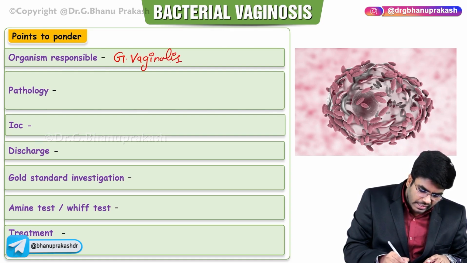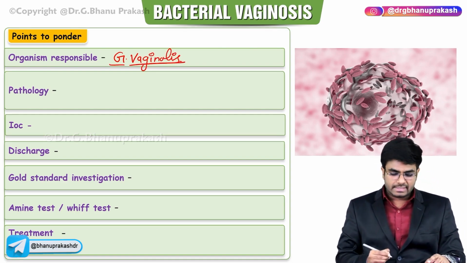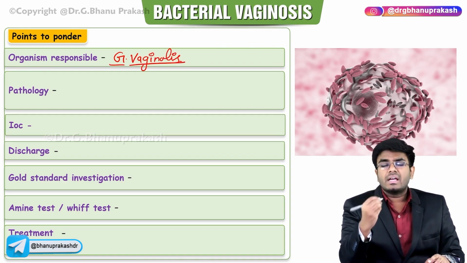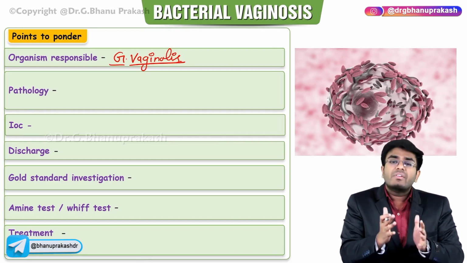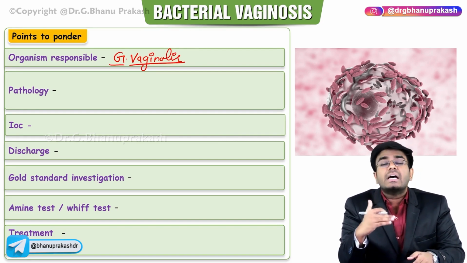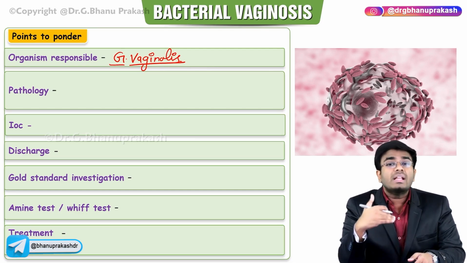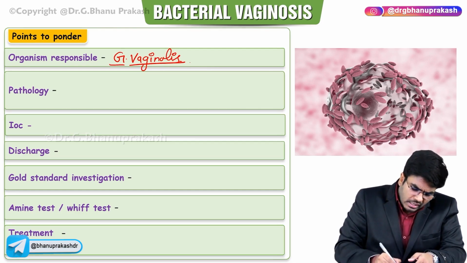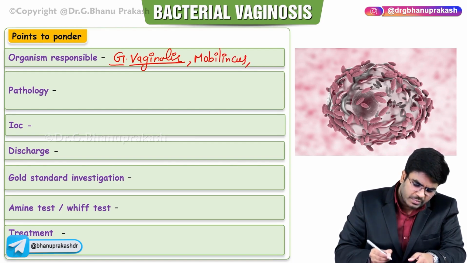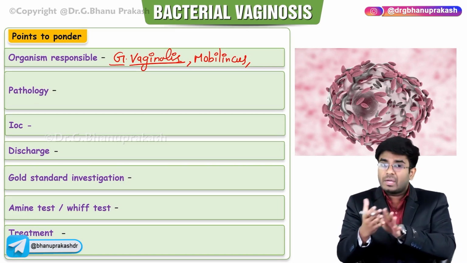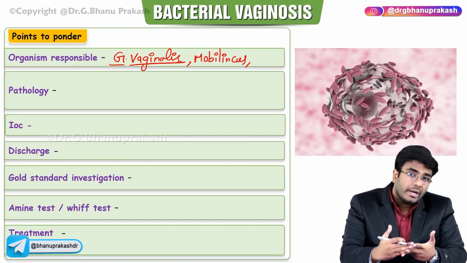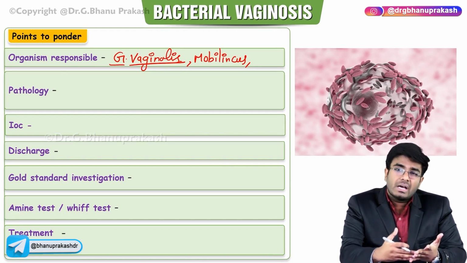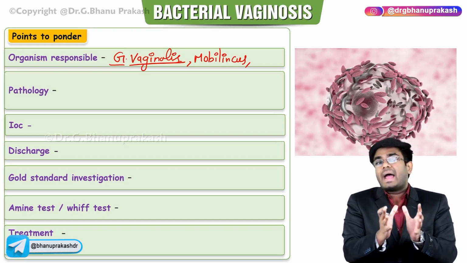This G stands for Gardnerella. Gardnerella vaginalis is the most important organism, but it's not the single organism responsible for bacterial vaginosis, which means there are certain other organisms which can cause this condition. So who are those other organisms? There are other organisms like Mobiluncus species, and I will give you the list in the upcoming slide. But as of now: Gardnerella vaginalis, Mobiluncus species, Bacteroides, Peptostreptococcus, Ureaplasma, Mycoplasma. All these are the bad organisms.